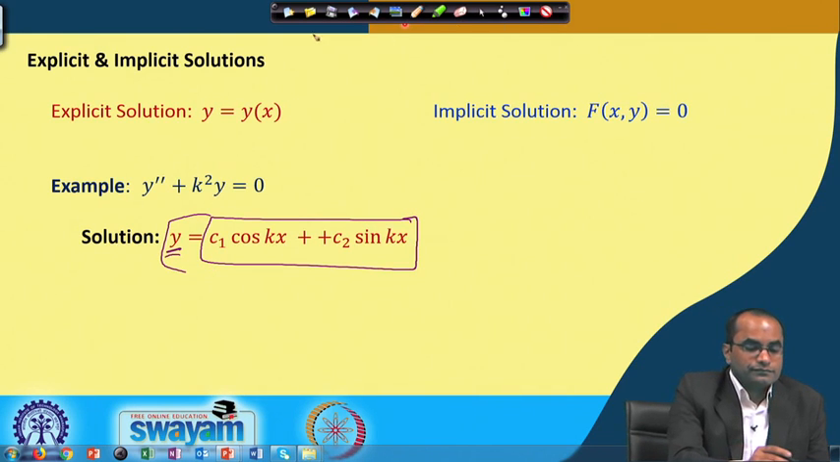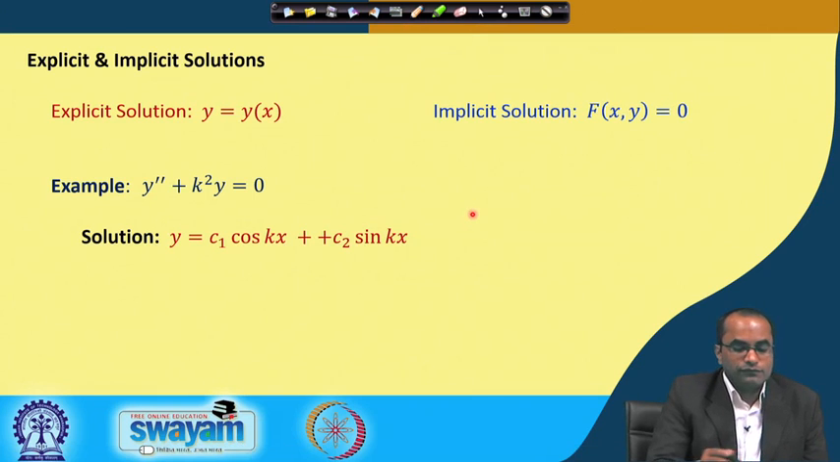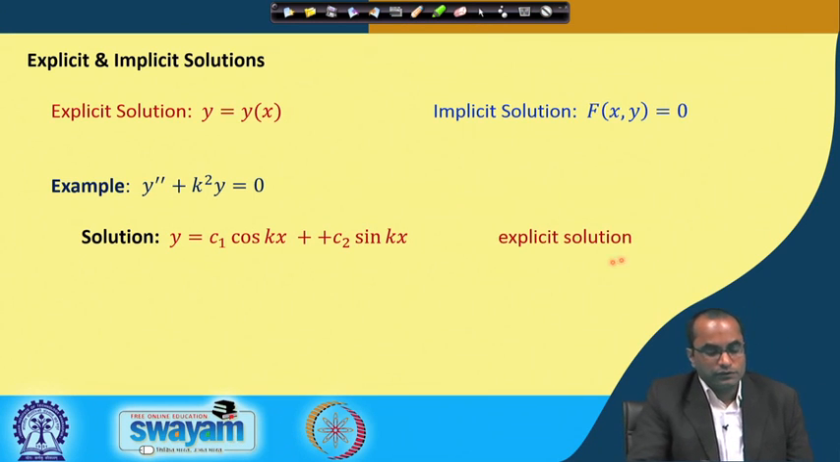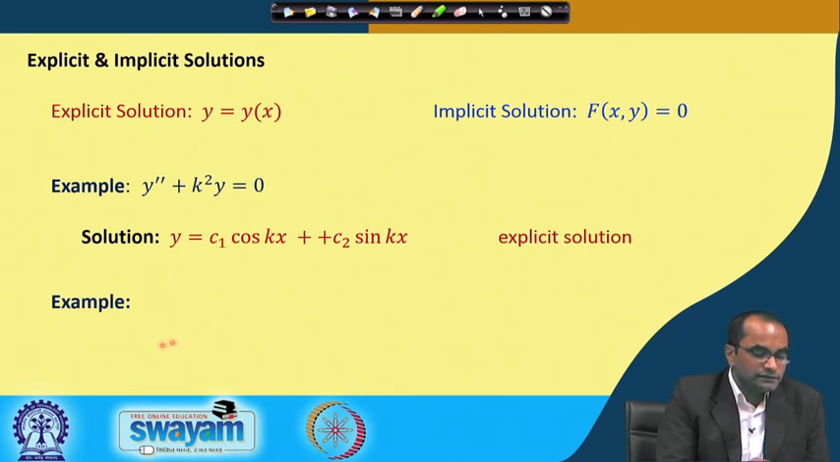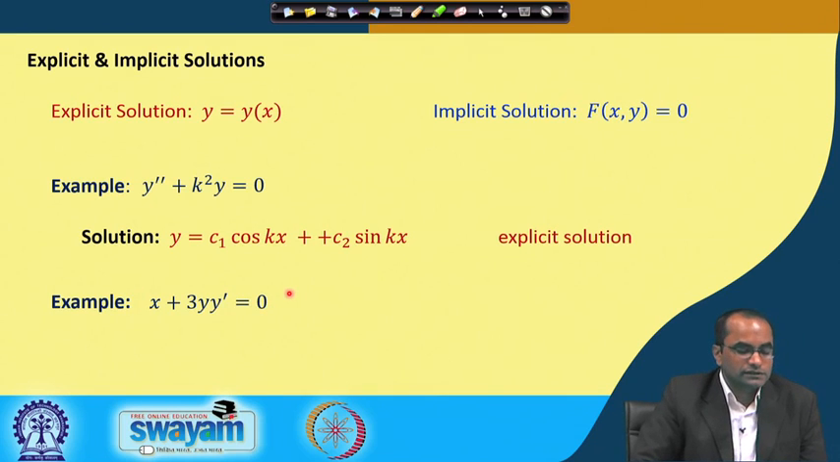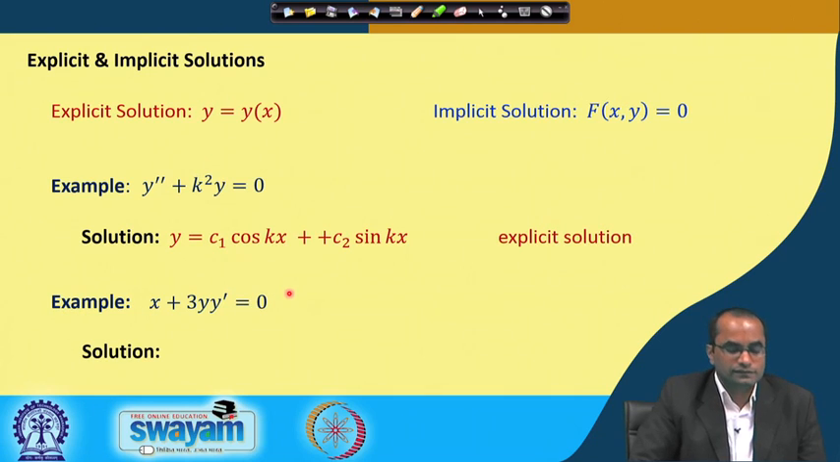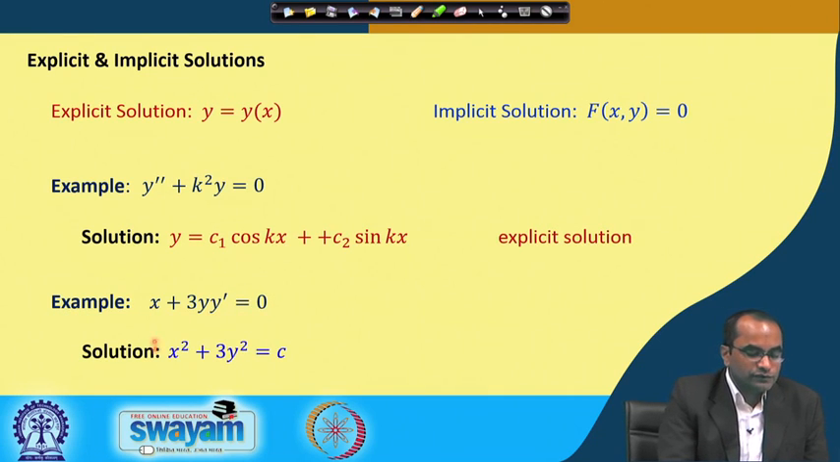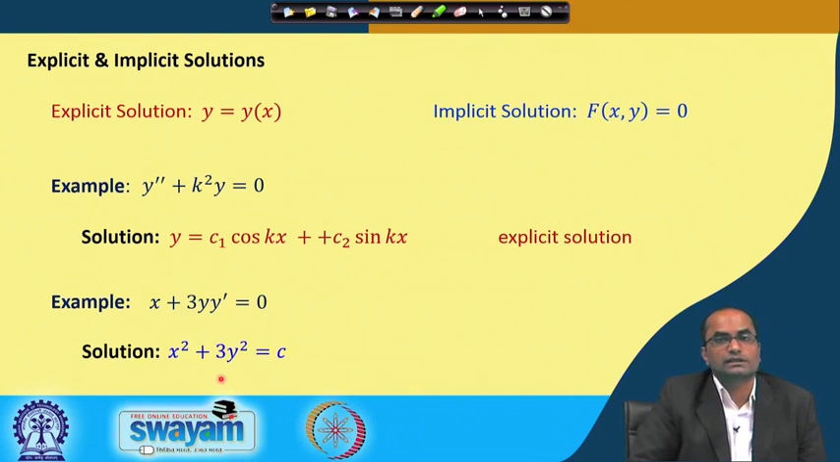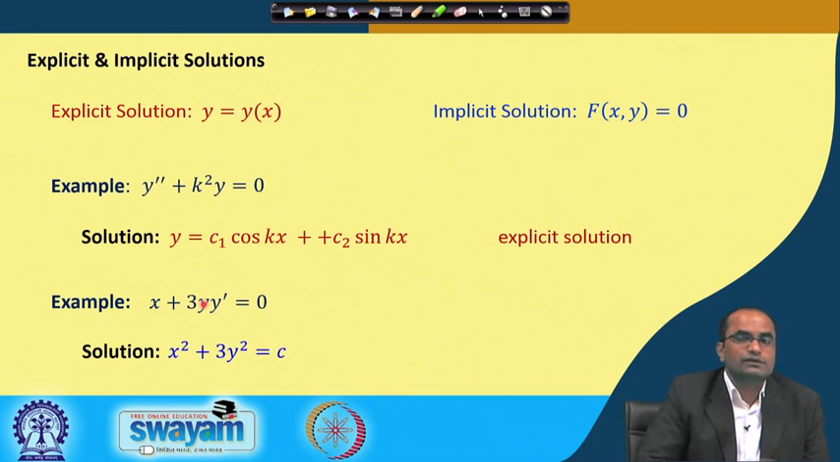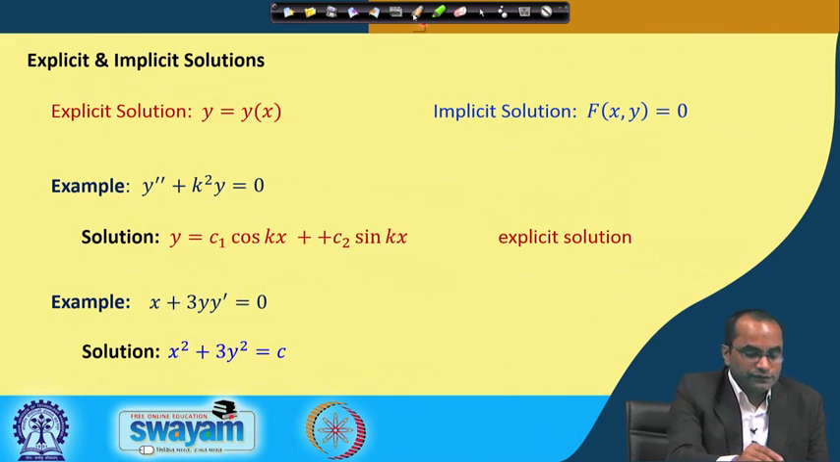And now, for the implicit solution, so this was the explicit solution, and there is another example where x plus 3y y prime is equal to 0 is given, a first order differential equation. And in this case, we observe that x square plus 3y square is equal to a constant. This satisfies this differential equation. So, if it satisfies the differential equation, then this is a solution, which we can easily see.